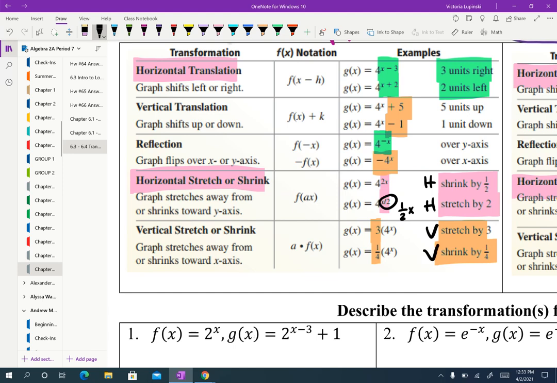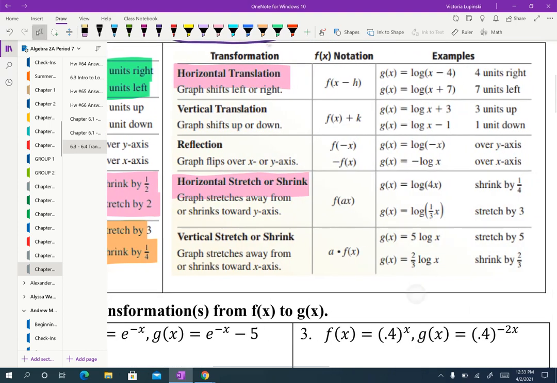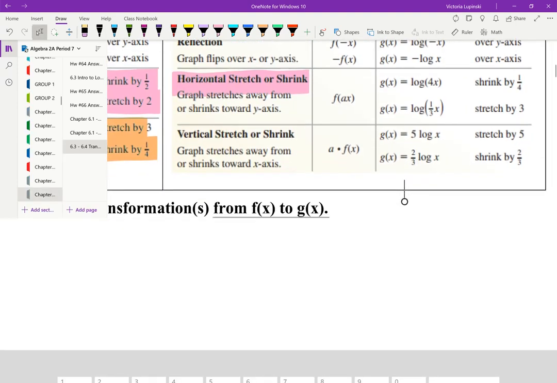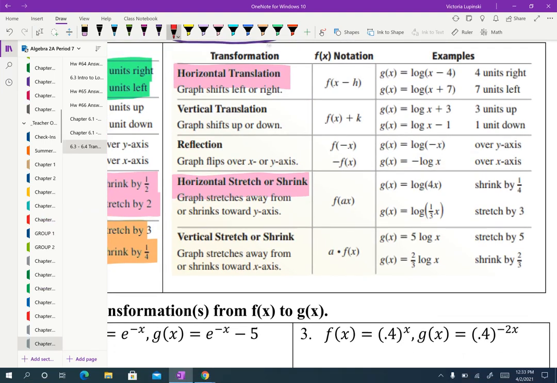You're going to see those same rules happening over here on the right-hand side, but now you're doing it in terms of logarithms. One thing I would be especially mindful of when it comes to logarithms is you're going to go ahead and watch the parentheses. In order for something to be inside or outside, it has to be inside or outside of the parentheses. So again, when it comes to the horizontal, when they say inside, they mean inside of the parentheses, which means inside of the log, and you're going to go ahead and do the opposite.